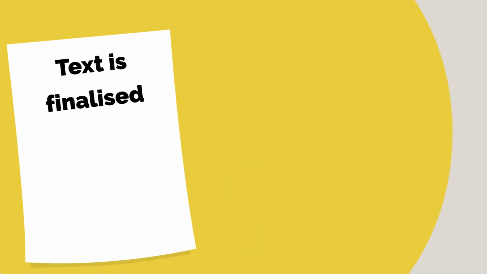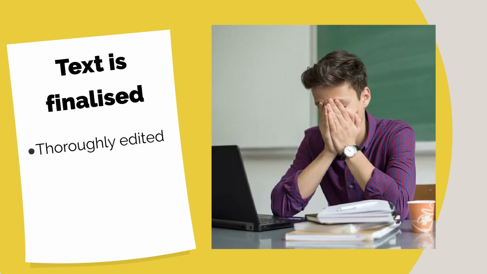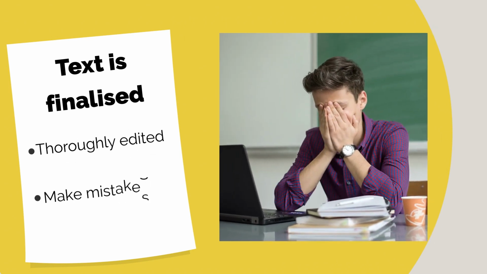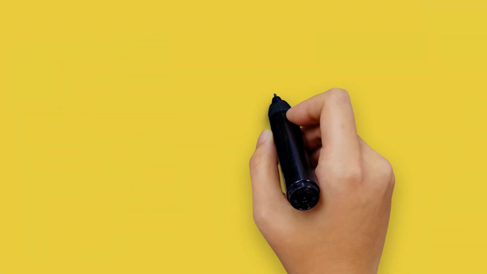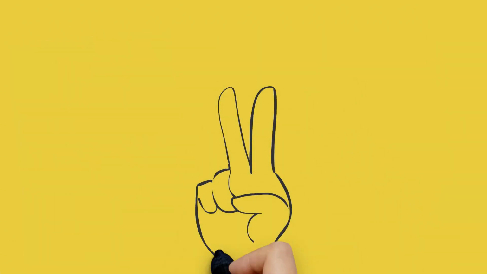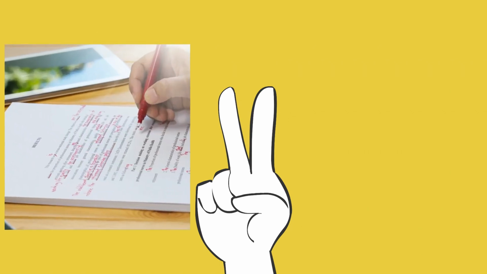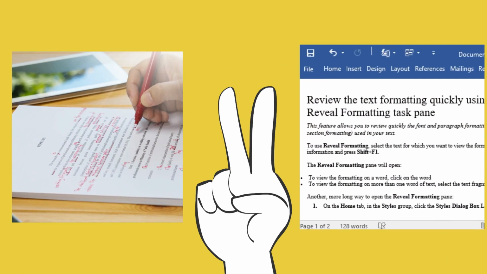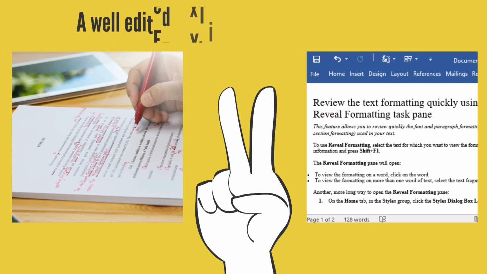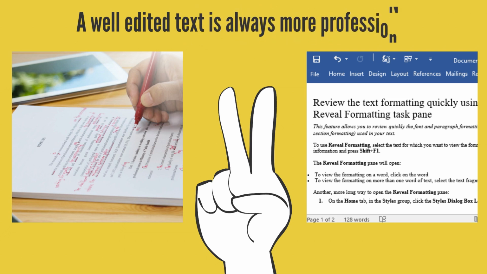Before a text is finalized, it must be thoroughly edited. Even the most careful writer will sometimes make mistakes. There are two stages to the editing process: editing the content and checking the formatting. A well-edited text is always more professional than something that has been rushed off.